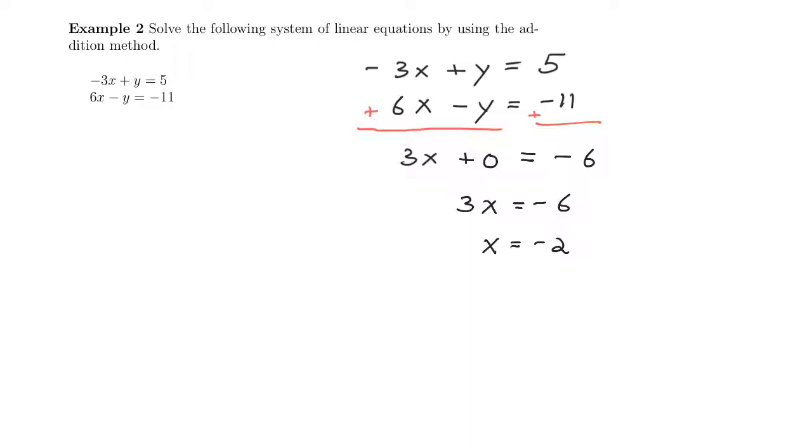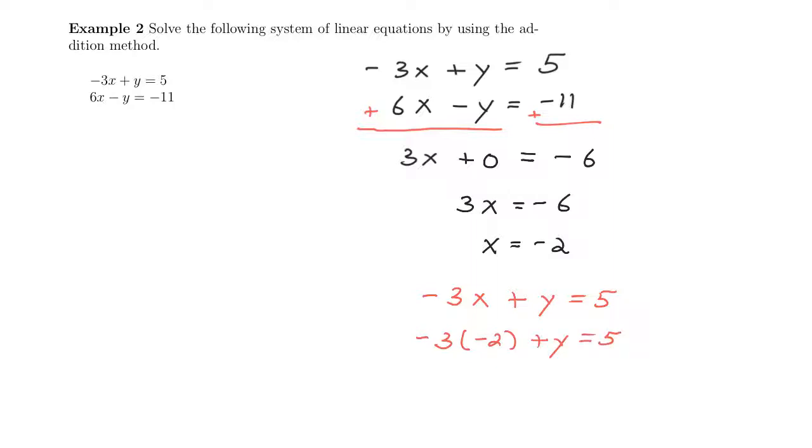Let's see what happens. Now, we still don't have the corresponding y value, but we can use any equation that has an x and a y to do that. So I'm just going to choose the very first one, which was negative 3x plus y is equal to 5. I'll put negative 2 in place of x. So that's negative 3 times negative 2 plus y is 5.